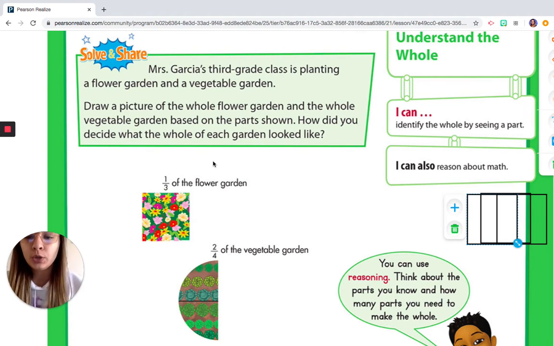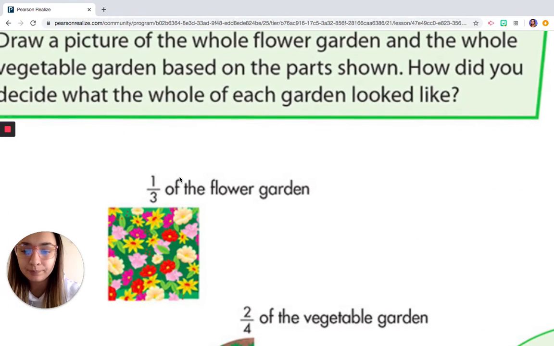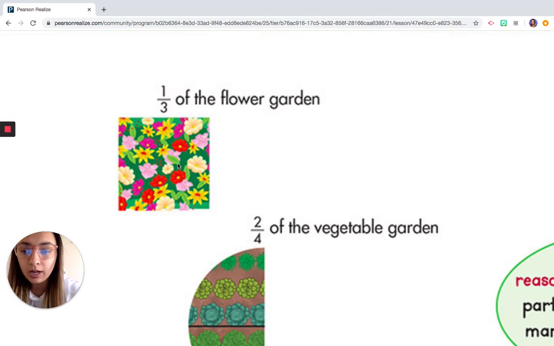Okay, so the first thing that we're going to work with is the flower garden, then we'll go on to the vegetable garden. So I'm going to zoom us in. It says that this square of our flower garden is 1/3 of the flower garden. It wants us to draw the whole. Now, to find the whole, we are going to look at our denominator, or our number underneath the line, and that is going to be our whole. So it says that the whole is 3. So since it is 3, I'm going to have to draw a shape that has 3 equal parts.